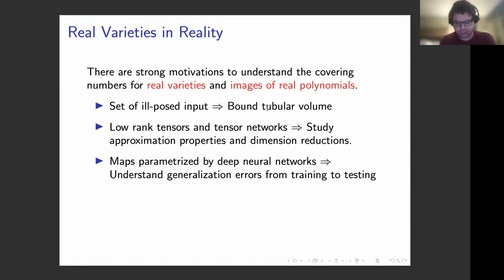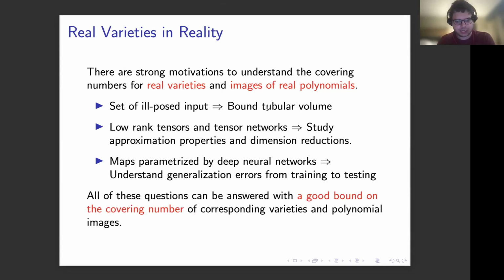So even non-polynomial sets, if you can say how you approximate them by polynomials, you can get conclusions about them, and we'll see that for ReLU networks. Okay, so in these problems, what you want is a good upper bound on the covering number of underlying varieties or polynomial images. Okay, any questions about the motivation?